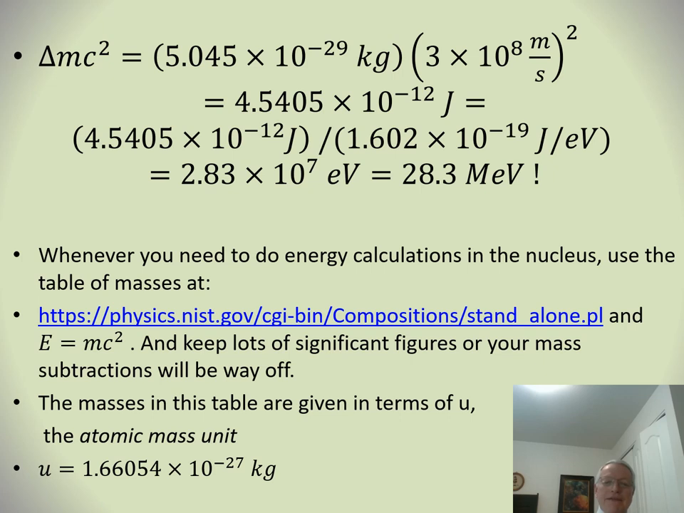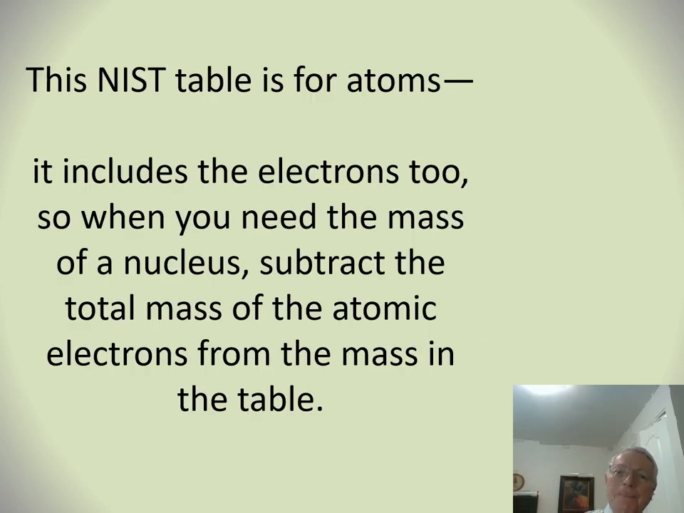The masses in this table are given in terms of u, an atomic mass unit, which again is 1.66054 times 10 to the minus 27 kilograms. The NIST table, I should warn you, is for atoms. That means the electron masses are in there too. If you want to know the mass of a nucleus, you have to take the mass in the NIST table and subtract the masses of all the electrons that it has to get down to the mass of the nucleus.